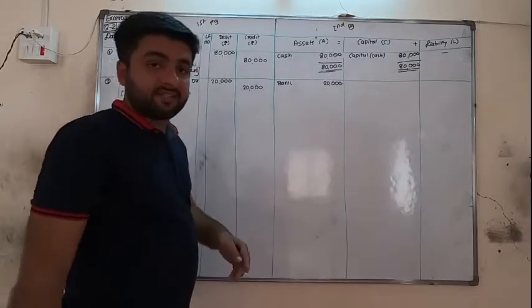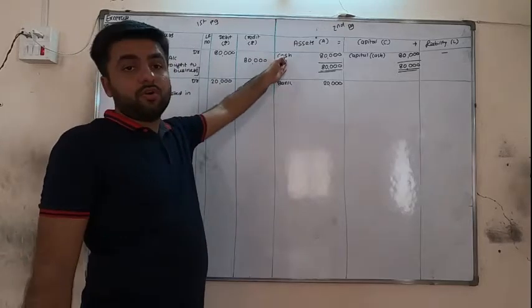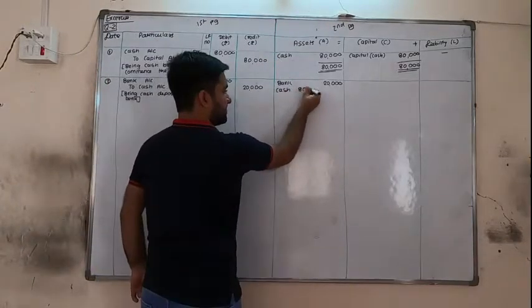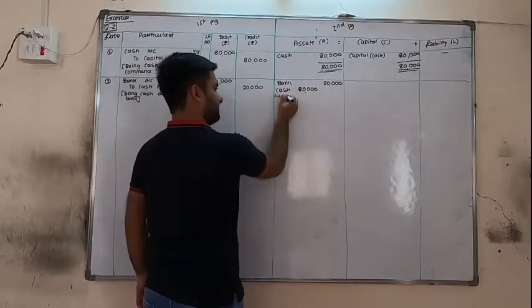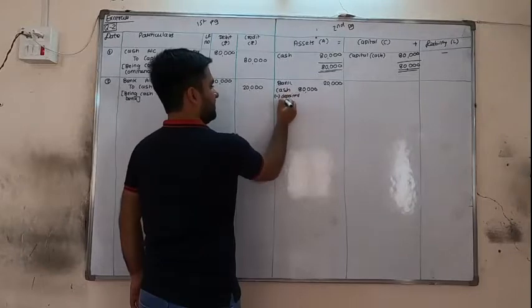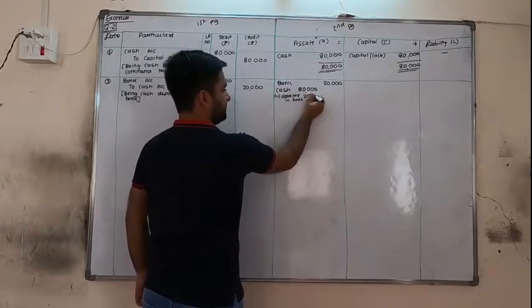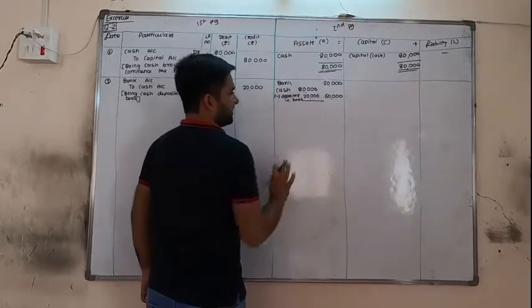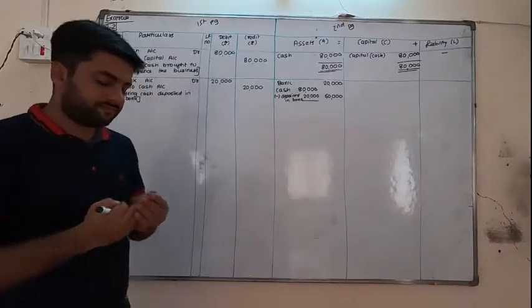Now cash is decreasing. Directly we cannot show 20,000. We have to show cash was 80,000. Cash was 80,000, and now it is decreased. Now minus deposited in bank 20,000. So remaining cash would be 60,000. Okay, this thing only is to be understood.